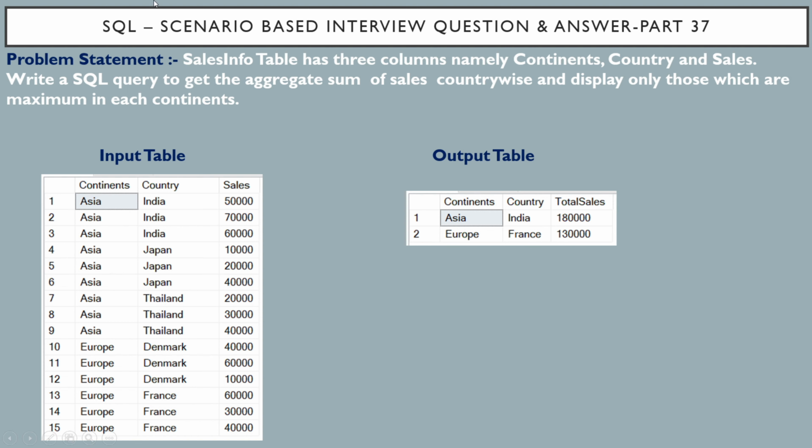In this video, I am going to discuss SQL scenario based interview question and answer part 37. First, the problem statement. Sales info table, this is the input table, and it has three columns, namely continents, country and sales. Write a SQL query to get the aggregate sum of sales country-wise and display only those which are maximum in each continent.